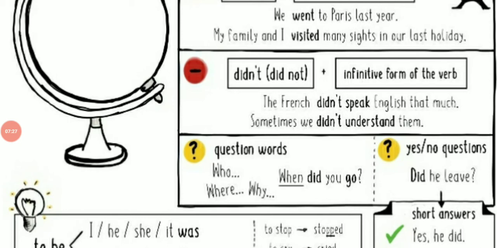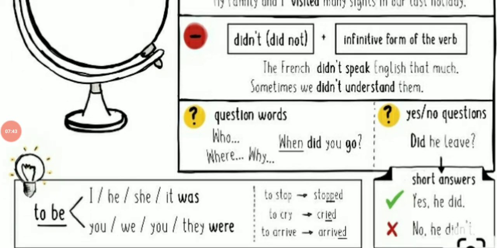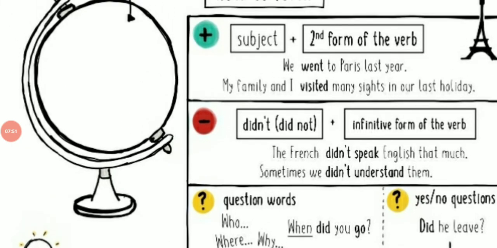In question words, you have who, where, why, when, did. These types of words are also used in interrogatives. And sometimes the sentence begins with the helping verb, that is did. Like why did you go to the market, or did you go to the market. Both are interrogatives. Examples are already given here. Second form is only used in affirmatives, so nothing more is there to understand.